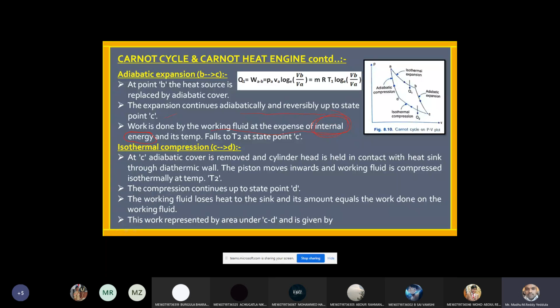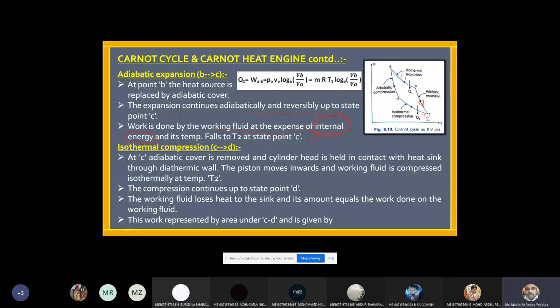So whenever the internal energy is decreased, what will happen? Its temperature will be reduced. Therefore, here A to B the temperature is T1, and from B to C it is brought to T2, right? Because it is using its internal energy for doing the work. Okay, so T2 is the temperature at point C. Now the next process is the isothermal compression. Isothermal compression is from C to D, right?